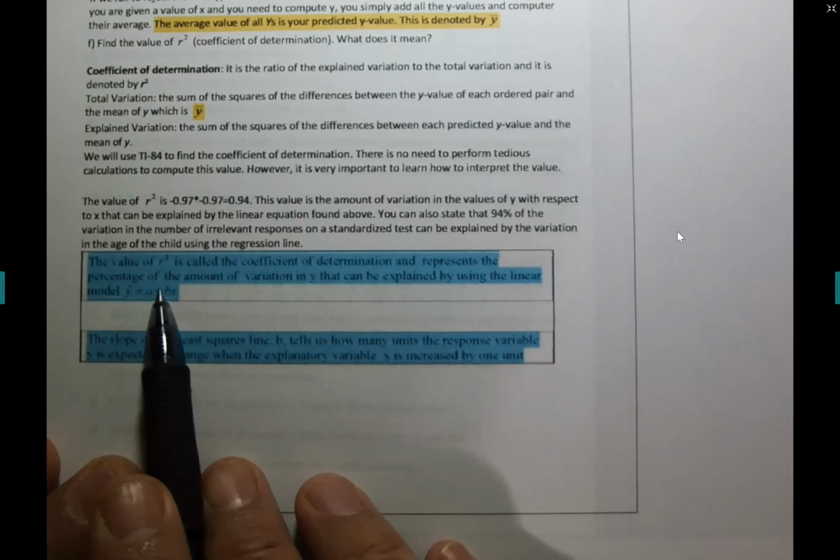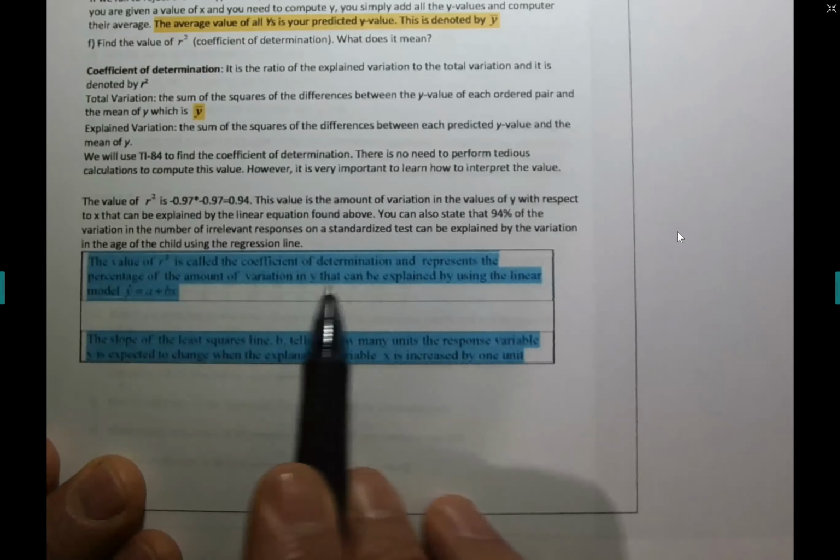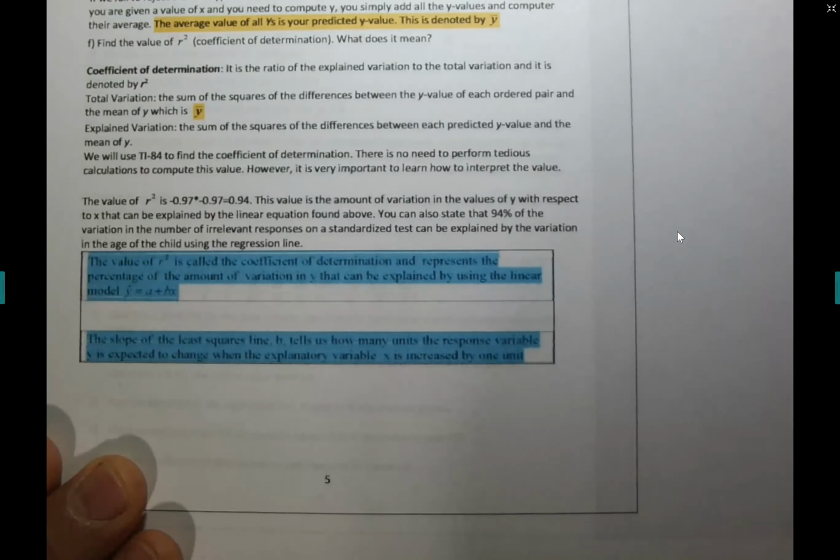So in summary, guys, the value of R squared is called the coefficient of determination, and it represents the percentage of the amount of variation in Y that can be explained by the variation in X.